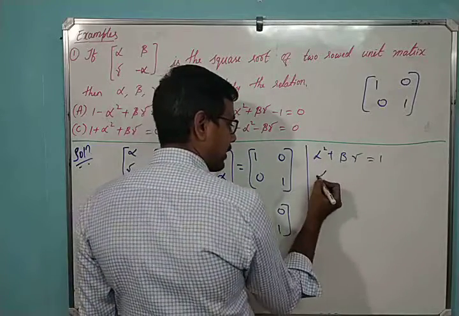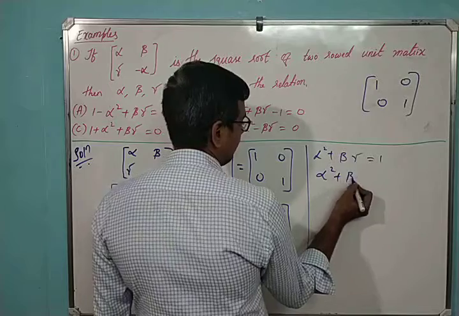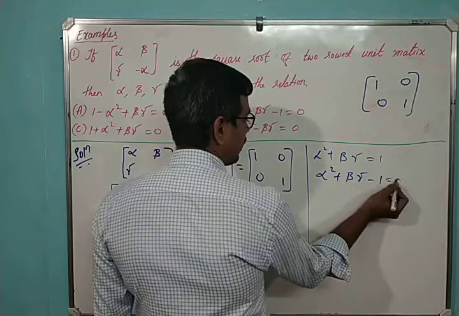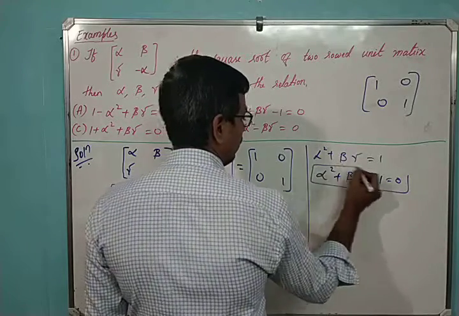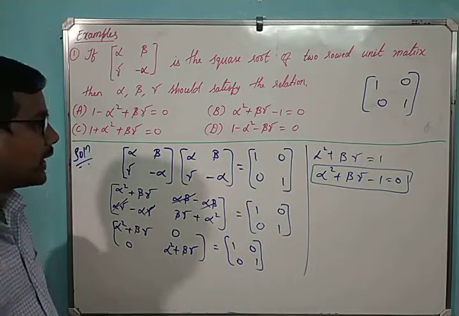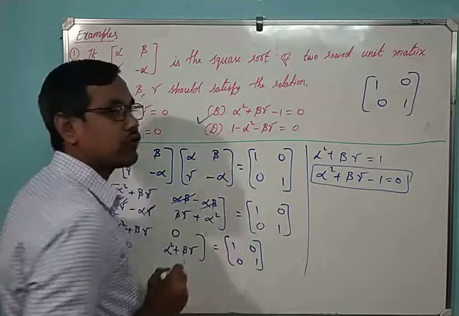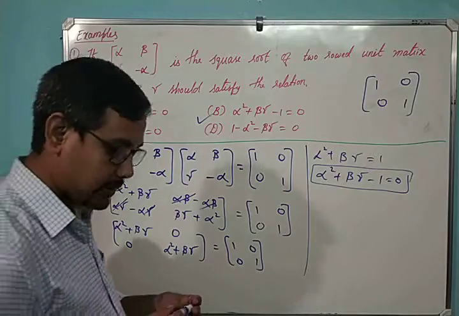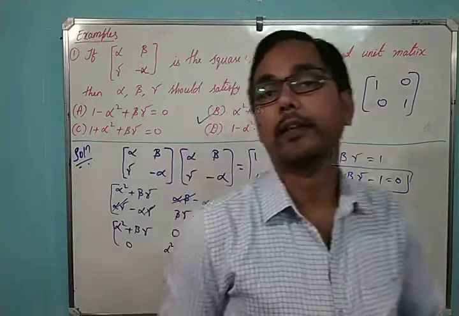So if I shift it here, alpha square plus beta gamma minus 1 equals 0. This will be our required thing. So which is that one? Alpha square plus beta gamma minus 1 is equal to 0. Option B. This is how you have to calculate that answer, right?